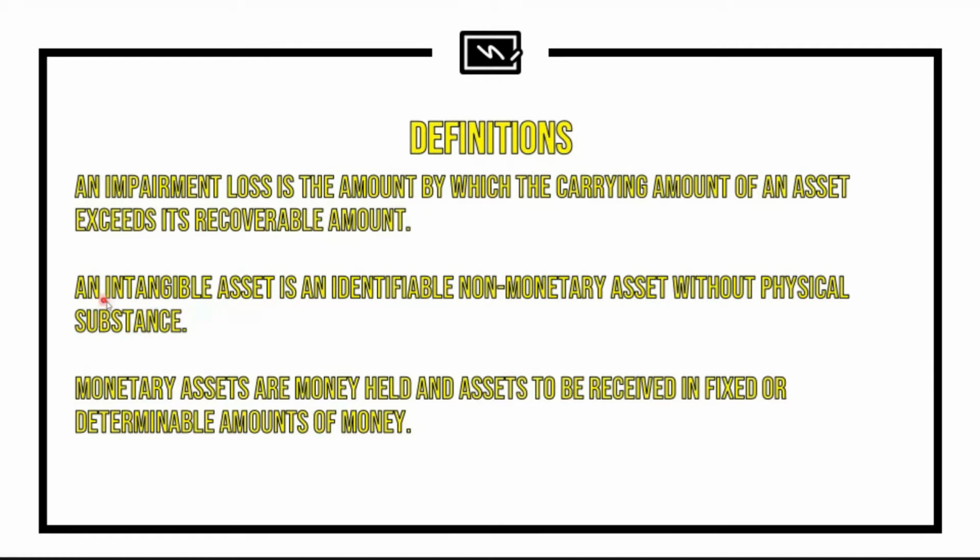We have intangible asset, which is an identifiable non-monetary asset without physical substance. So that's the general definition. We will discuss later on the specific requirements of the standard in order to recognize something as an asset. We have monetary assets, which are money held and assets to be received in fixed or determinable amounts of money. So monetary assets are not covered by the standard, but it is considered to be the considerations that are used to pay or to acquire a particular intangible asset.